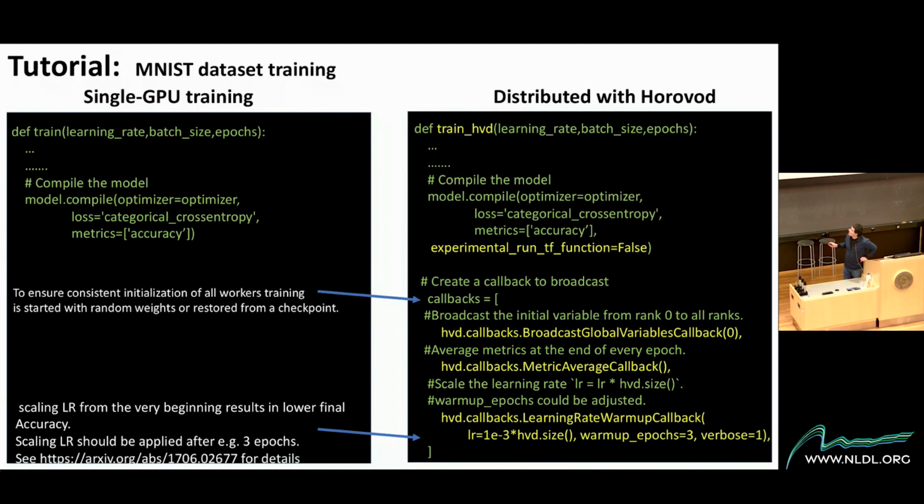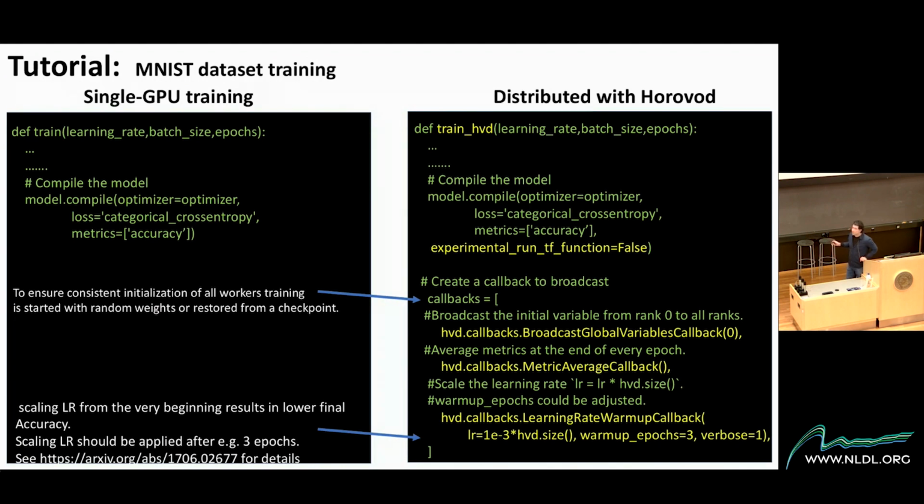So what is the difference here? You can simply add this function. This is a TensorFlow option that tells TensorFlow that the gradient will be computed by the Horovod distributed optimizer, just to ensure. And here comes the initialization, where you do the broadcasting of the initial variables to ensure consistent initialization of all the worker trainings.